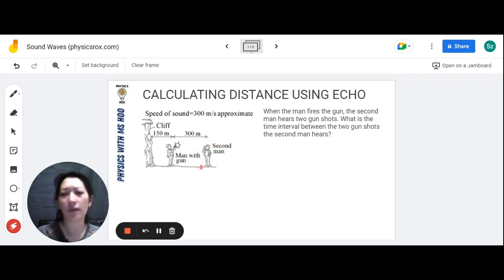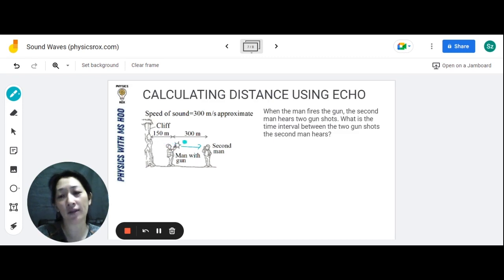Now, if you're wondering, 2 gunshots? Why would he hear 2 gunshots? There's a cliff here for a reason. So the first gunshot that the second man hears is the first sound where once the gun fires, the sound travels this way. So the second man hears the first gunshot.